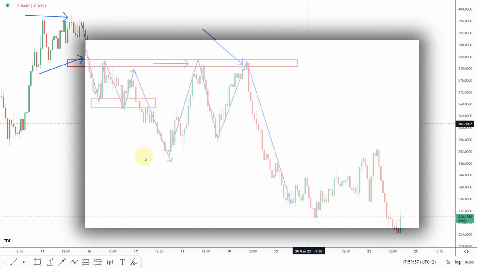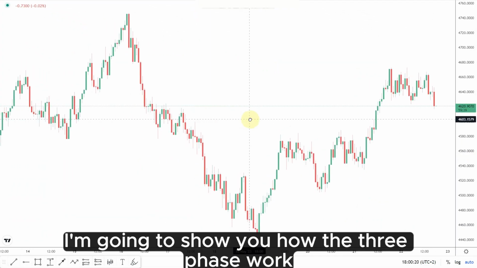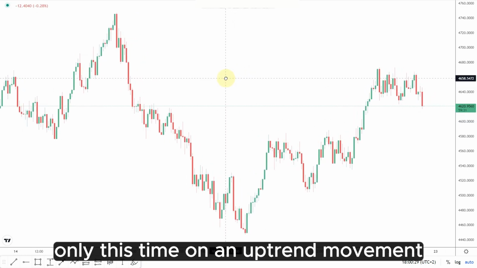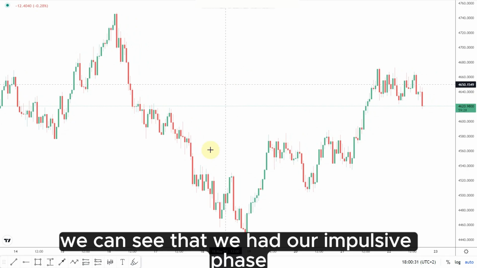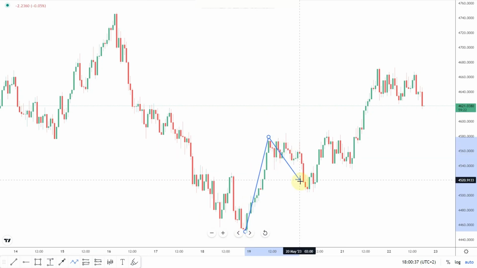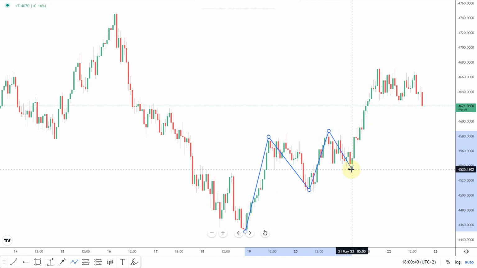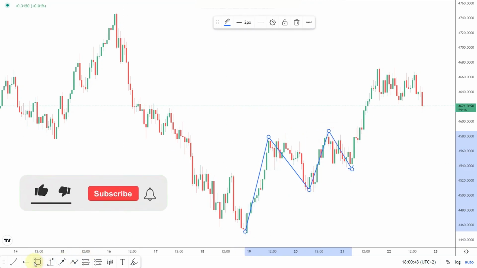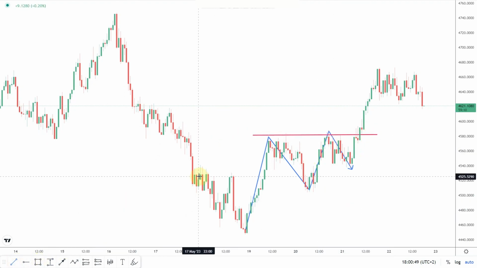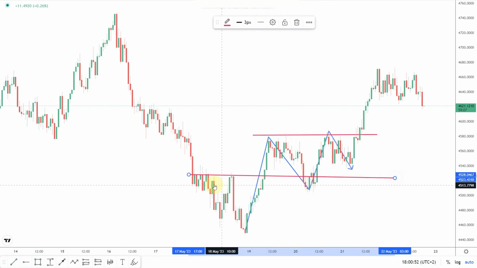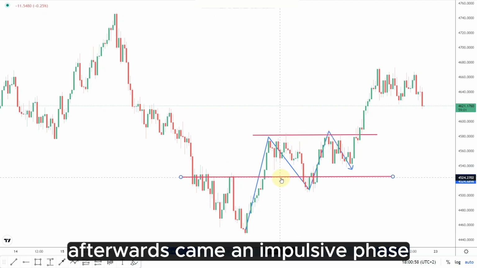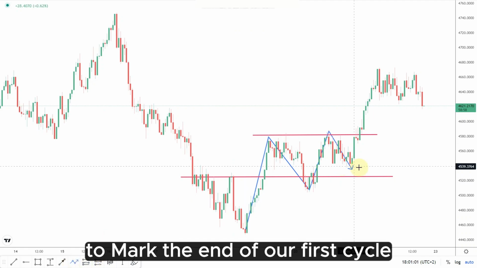Here we are on Crash 500. I'm going to show you how the three-phase work on this Crash 300, only this time on an uptrend movement. We can see that we had our impulsive phase, then came correction, afterwards came an impulsive phase to mark the end of our first cycle.